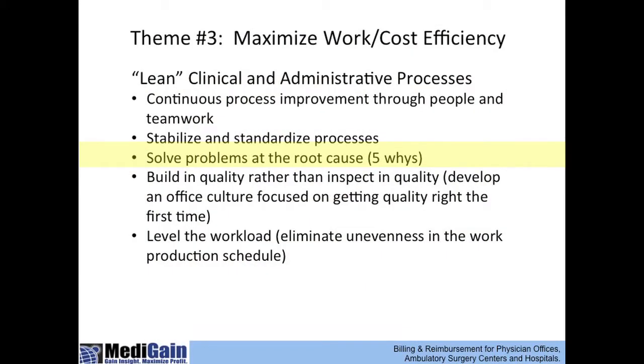Getting to the root cause. In Lean, the Toyota Production System, they have what they call the 5 whys.